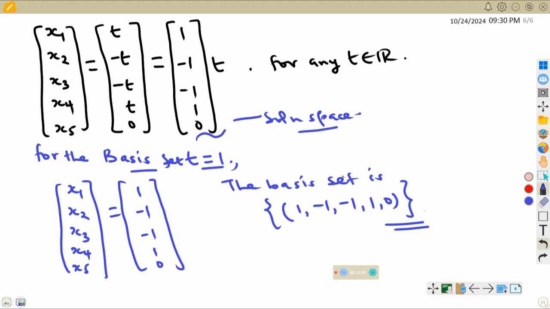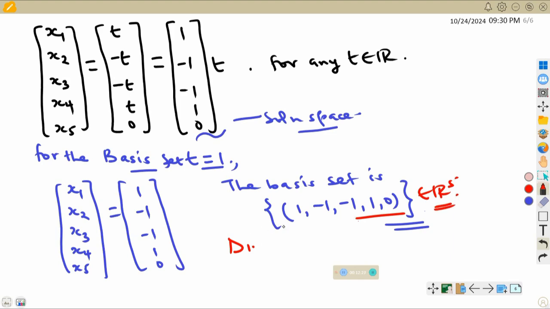So having obtained this as your basis set, what is the dimension? This is the basis set. Of course, we can easily see that it is containing 1, 2, 3, 4, 5 elements. So it is a basis set from R5.